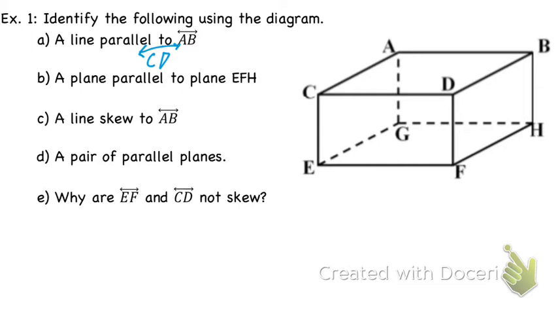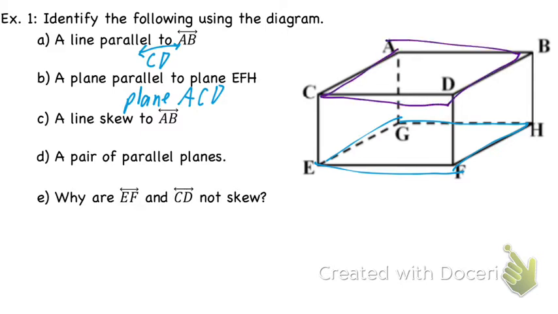B. A plane parallel to plane EFH. Plane EFH is the bottom plane there. Okay. Plane ACD, the top plane. Now you can word this top plane however you want. So any three letters you want to use of A, B, C, and D, you can pick them in any order.